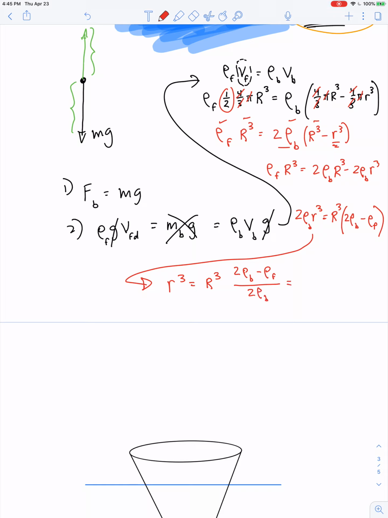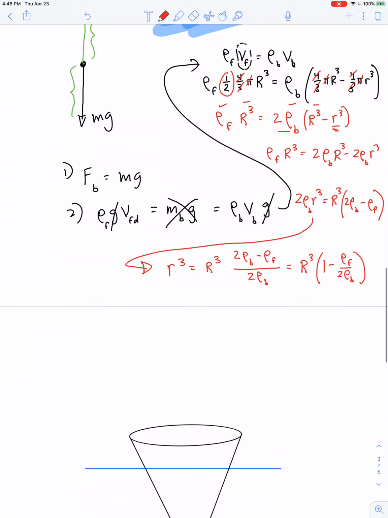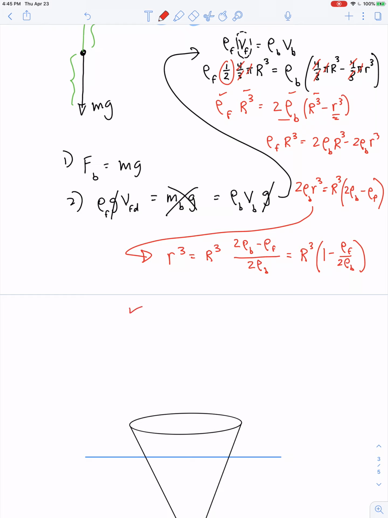Or we could say it's equal to big R cubed times the quantity 1 minus the density of the fluid divided by 2 times the density of the buoy material. So if we take the cube root of both sides of the equation, we get a final algebraic expression. The inner radius is equal to the outer radius multiplied by the cube root. We can say that as put in brackets and raise it to 1/3 power. That's our way of saying the cube root of 1 minus the fluid density over 2 times the buoy material's density. Let's plug in the values that were given.